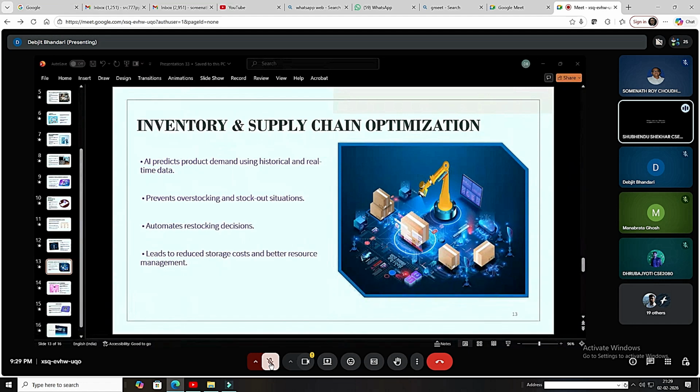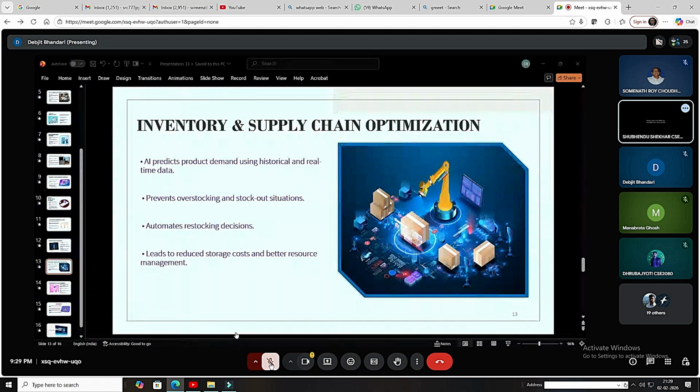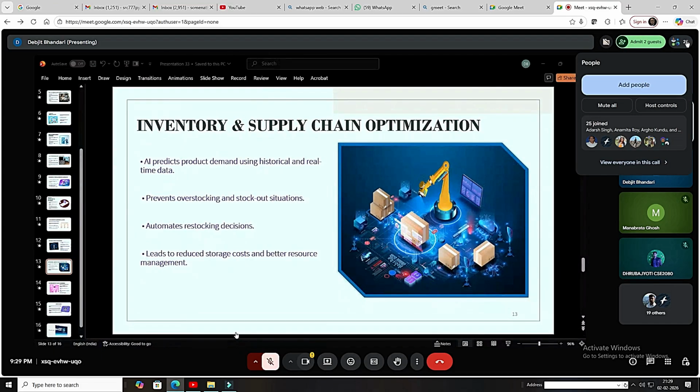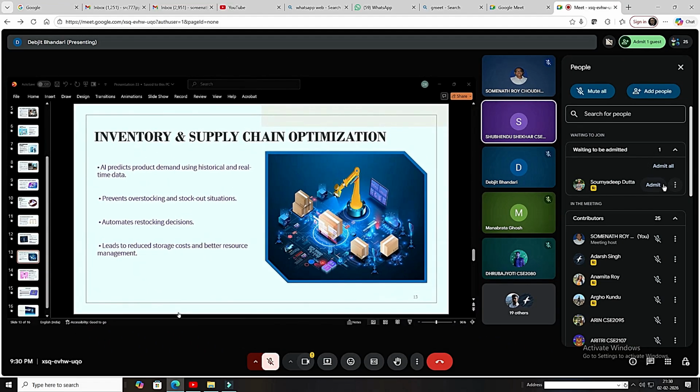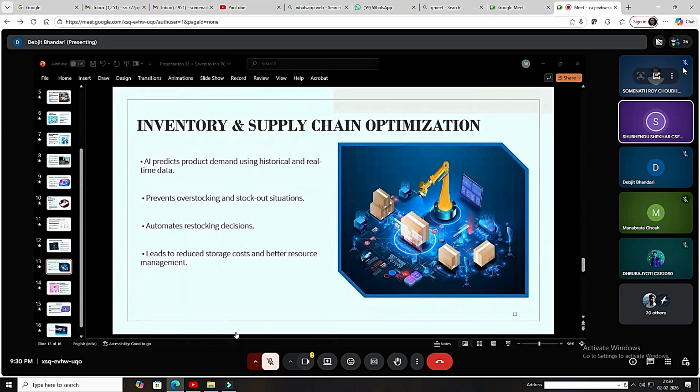Now I will discuss inventory and supply chain optimization. AI helps e-commerce companies manage inventory in a smart way. It studies sales data and current trends to predict demand. This helps avoid problems like overstocking and running out of product. AI also automates the restocking process. As a result, storage cost is reduced and delivery becomes faster.